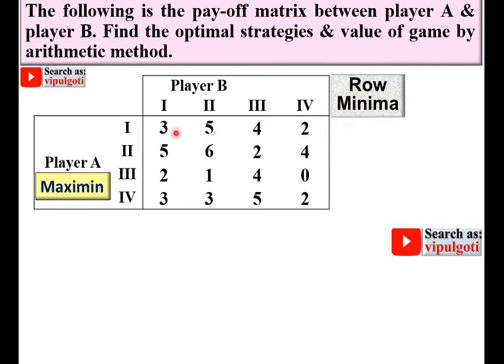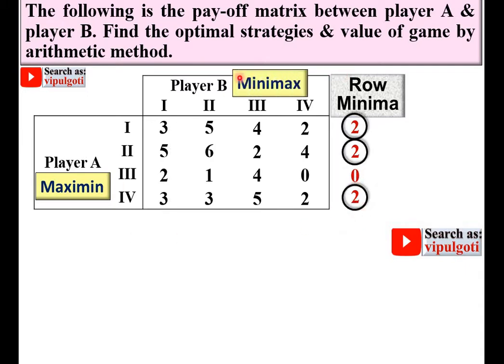So select the minimum value from row 1. Here it is 2. Next, the minimum value from row 2, that is also 2. Next, the minimum value from row 3, that is 0. Next, the minimum value from row 4, that is 2. Now maximin means select the maximum value out of all minimum values. So here all three 2s are the maximum value, so I encircle them over here.